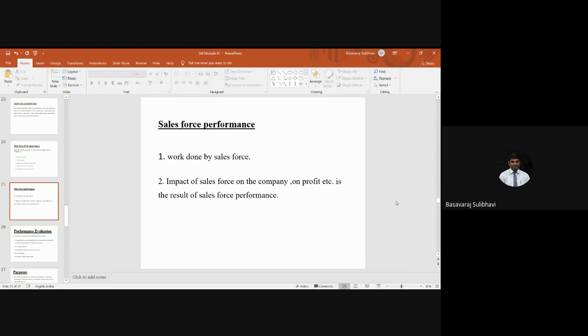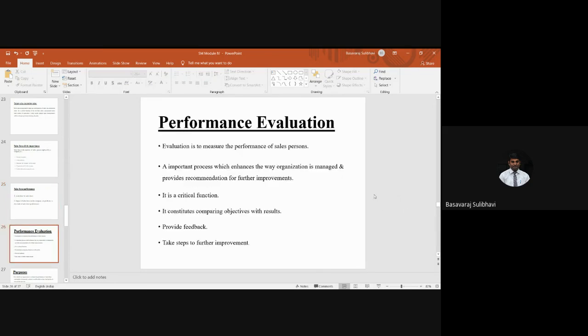So the result, whether you take the image of the organization or the profit of the organization, purely depends on the result given by the performance of the Salesforce for the organization. So we have some Salesforce evaluation, that is how you are going to evaluate the performance. Evaluation is to measure the performance of the salespersons. If you want to give them compensation or incentives, you should know the level of performance given by each salesperson. So you have to analyze and evaluate.